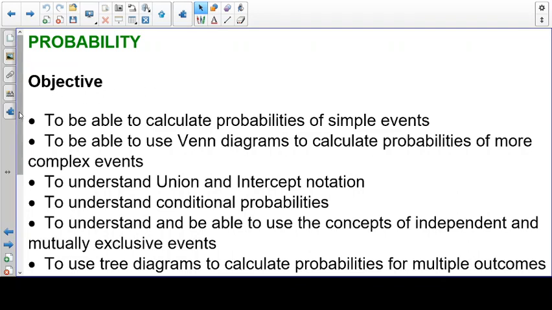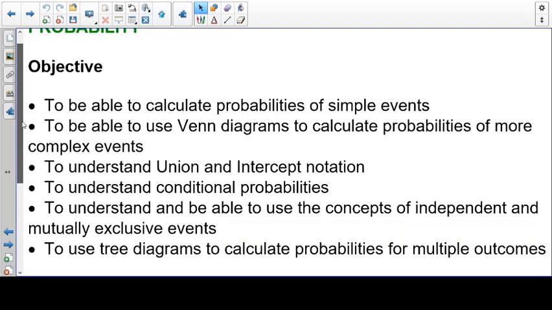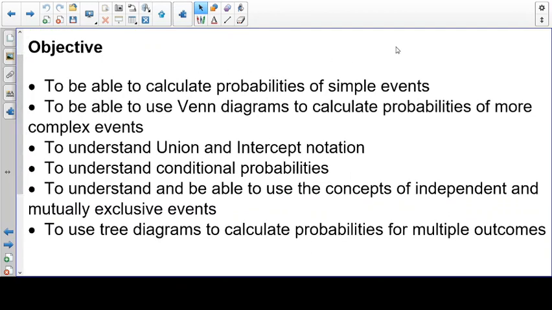These are the objectives that we're going to do throughout the series of videos. So we need to calculate probabilities of simple events. We're going to look at the use of Venn diagrams. We're going to use union and intersect notation and how to work out which parts of a Venn diagram we need. We're going to look at conditional probabilities. We're going to look at the concepts of independent and mutually exclusive events. And we're going to use tree diagrams throughout for different questions.